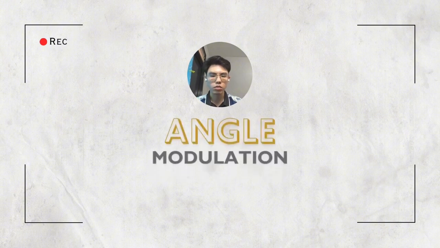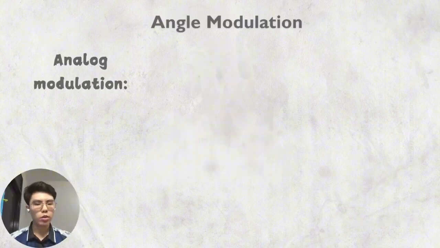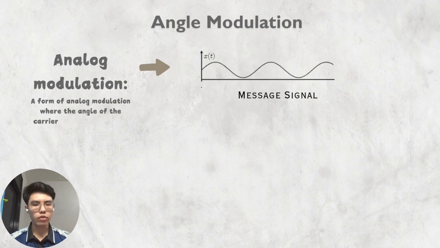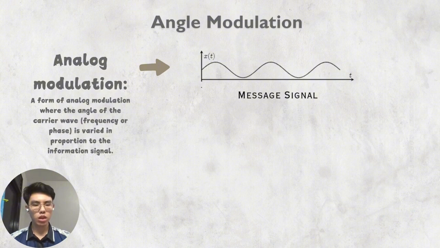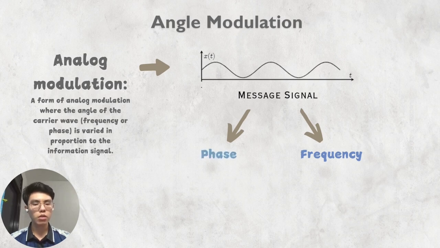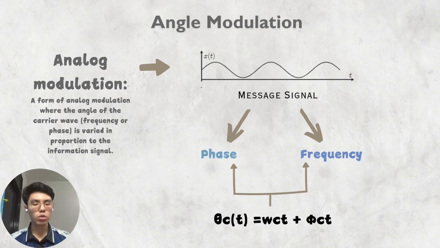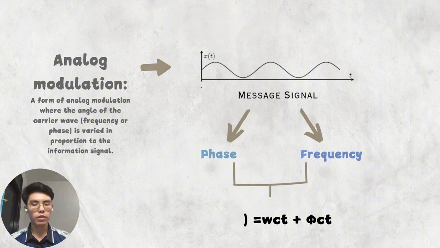Hello guys, my name is Chori, and let's continue with angle modulation. Angle modulation is a form of analog modulation where the angle of a carrier wave, either its frequency or phase, is varied in proportion to the information signal. Angle modulation can be divided into two main types: frequency modulation (FM) that changes the carrier wave frequency, and phase modulation (PM) that alters the phase of the carrier wave. Both techniques can be represented using the same formula: the phase angle of the carrier signal equals the carrier frequency multiplied by time plus the carrier phase.